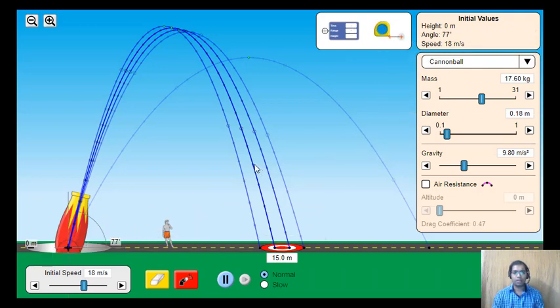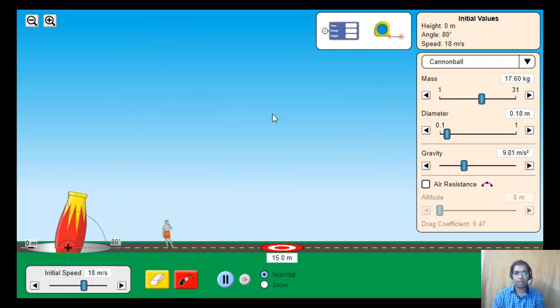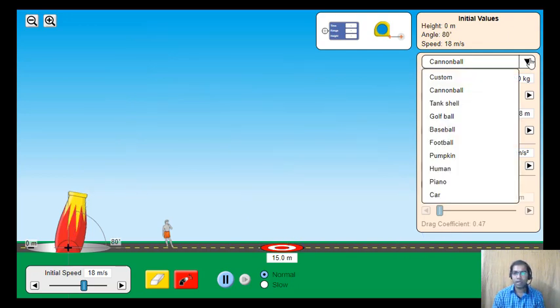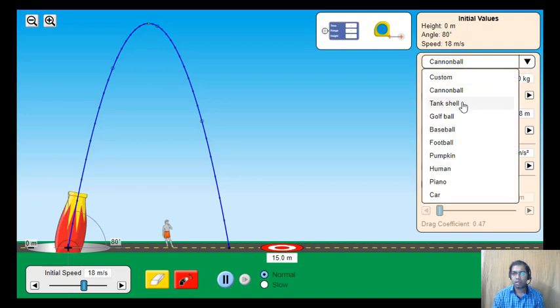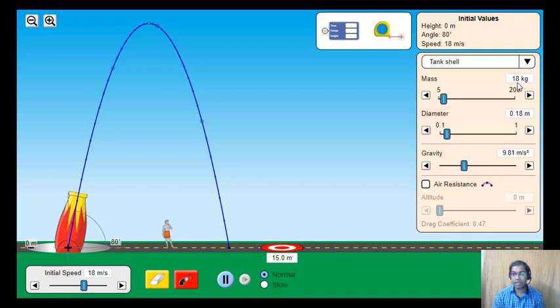So what is happening here? We have launched a cannon. Let's refresh this, and it's gone back to its original. Let us launch a couple of different items and see what we get. We finished with a cannonball, but we will fire it again just for the sake of it. Yes, this is our cannonball, and this is one path. Cannonball mass is 17.6 kilograms. Now let's take a tank shell, 18 kilograms.